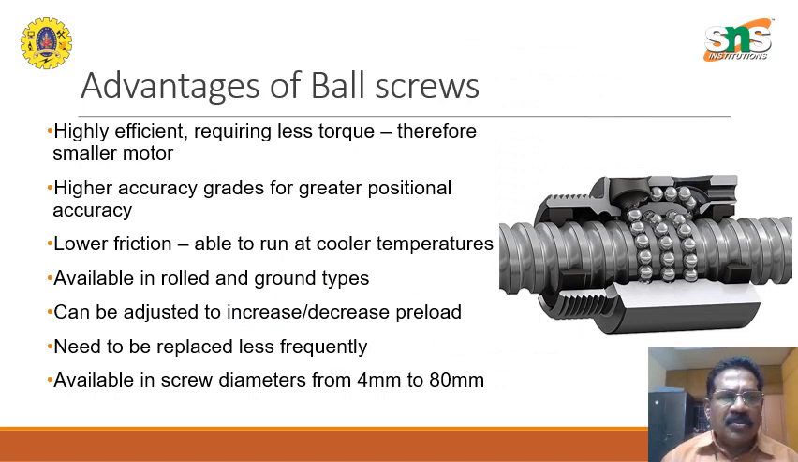The advantages of ball screws: highly efficient, requires less torque, therefore it has a smaller motor, higher accuracy grades for great positional accuracy. Lower friction, able to run at much cooler temperatures. It is also available in rolled and ground types. It can be adjusted to increase and decrease the payload. It does not need to be replaced frequently and is available in screw diameters from 4 mm to 80 mm.